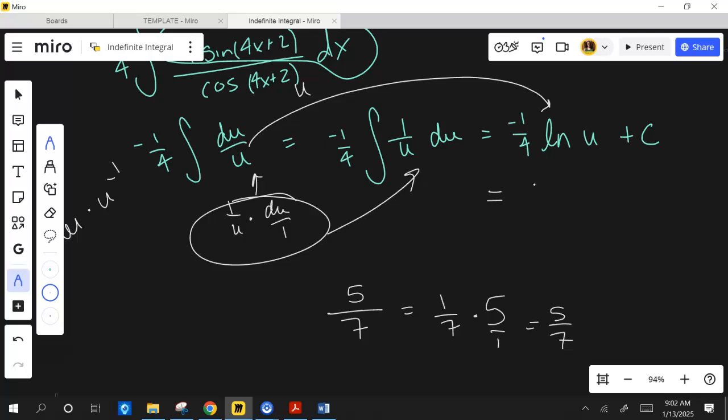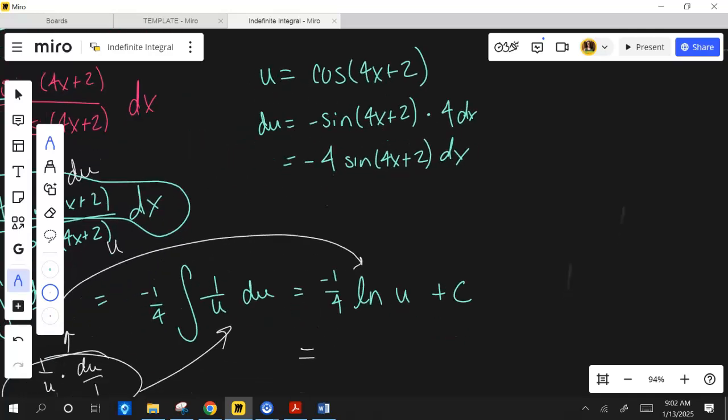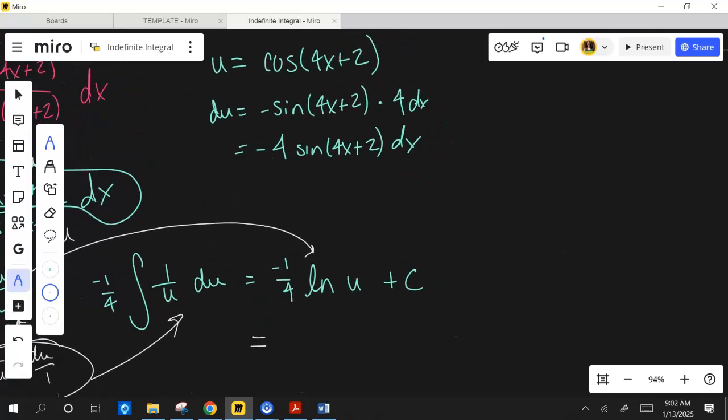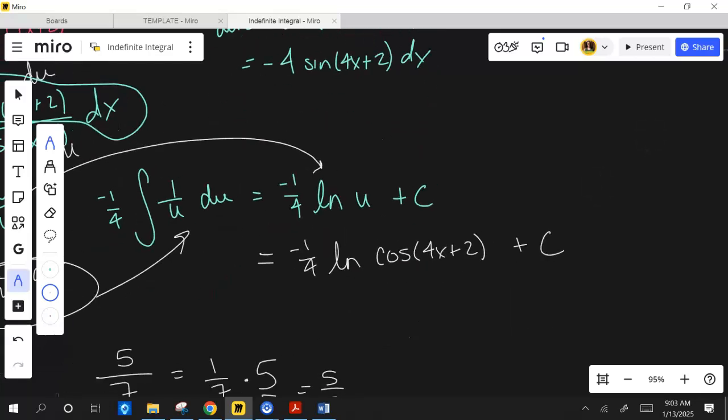We've still got to replace it. We're still not done. All I have, look, the answer can't have a u in it. Ellen's right. This is negative 1/4 cosine 4x plus 2 plus c. There is the answer.